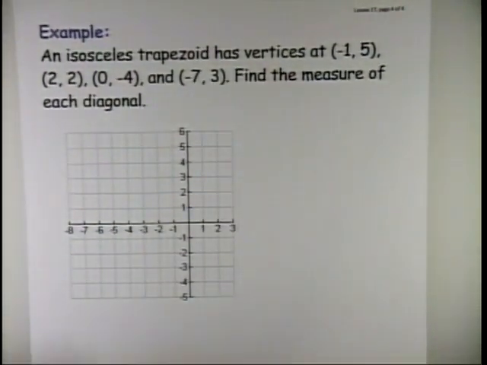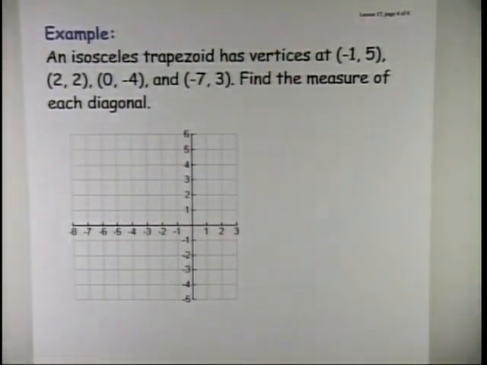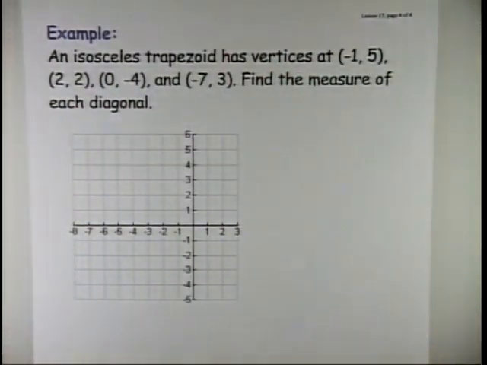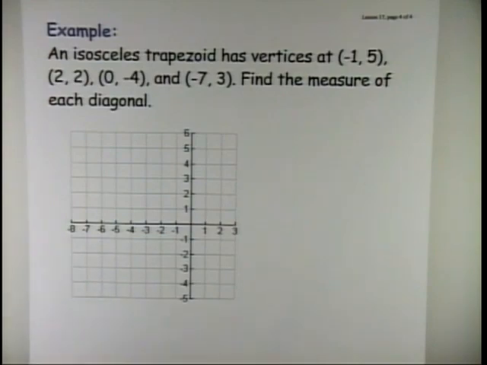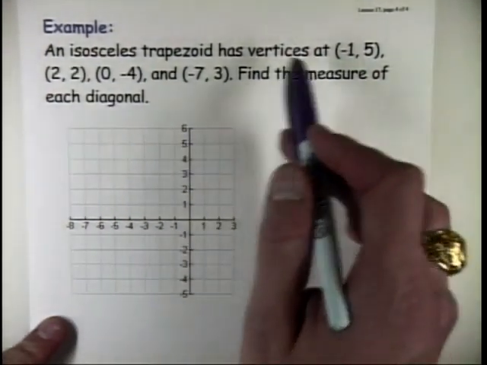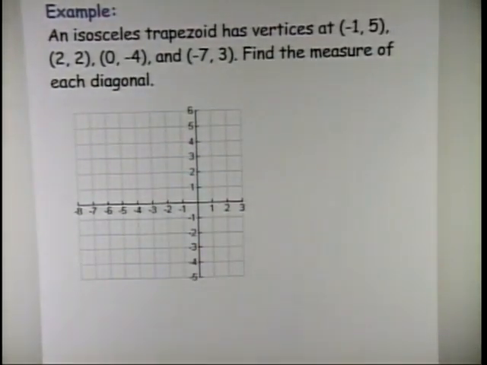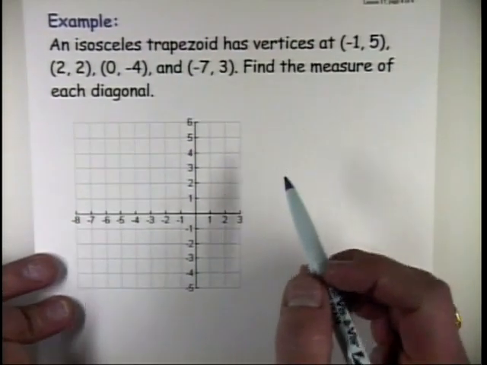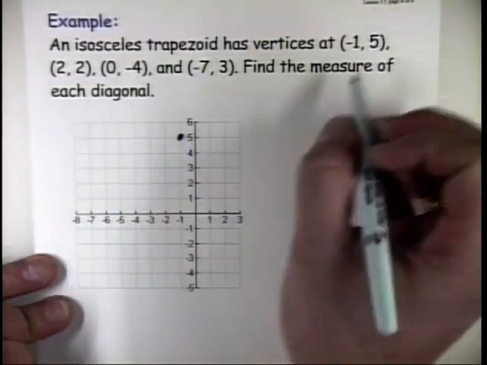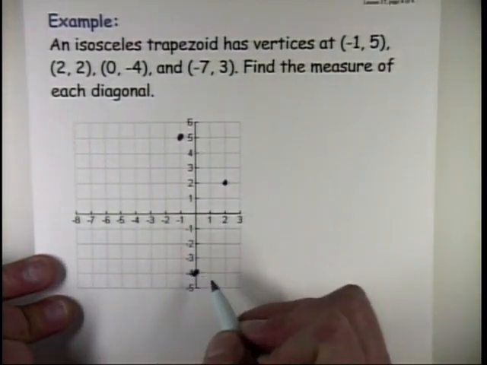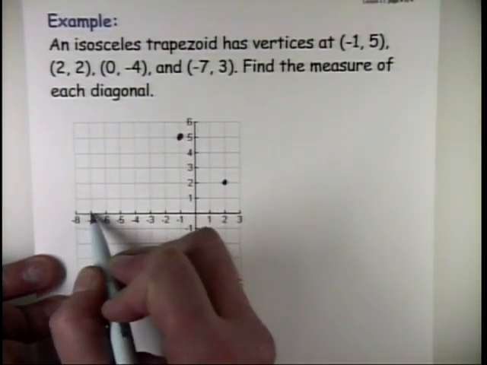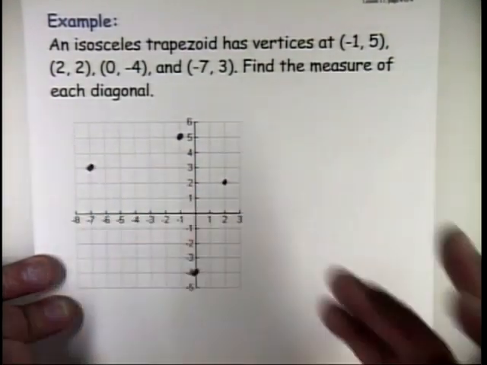We're going to look at an isosceles trapezoid on the coordinate plane. Okay, and we're given 4 coordinates here of the vertices, and we want to find the measure of each diagonal. Well, the first thing we need to do is plot the points and see what we actually have. So my first vertex is negative 1, 5. So negative 1, 5 is up here. 2, 2 is going to be right in here. 0, negative 4 down yonder. And negative 7, positive 3 is in here.